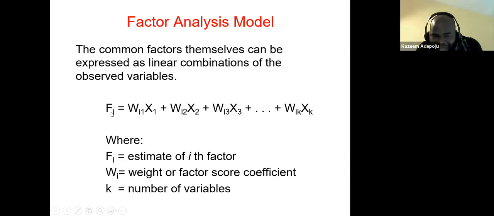Where Fi is going to be the estimate of the ith factor, a particular factor, and Wi is the weight, or factor score coefficient. I'm going to say that again. The weight, or factor score coefficient, and k would be the number of variables that we're talking about.